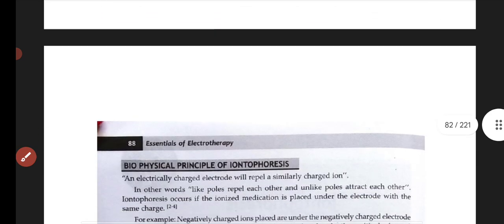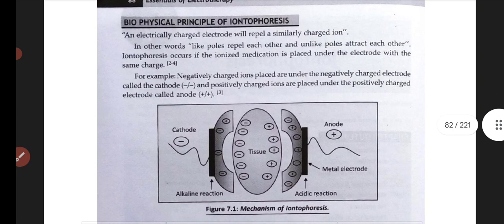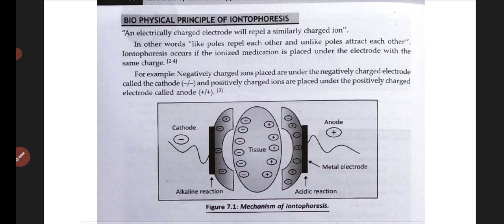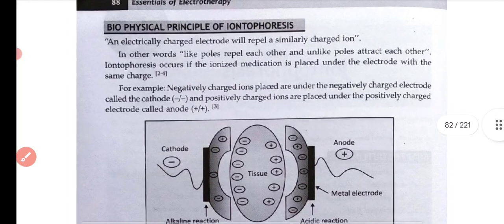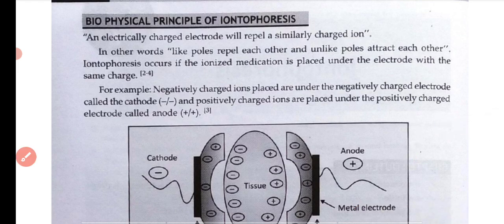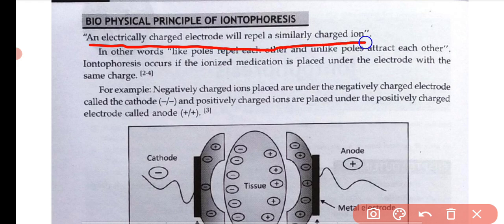Now, let's go to the principle of iontophoresis. The principle is that an electrically charged electrode will repel a similarly charged ion. In other words, like poles repel each other and unlike poles attract each other.